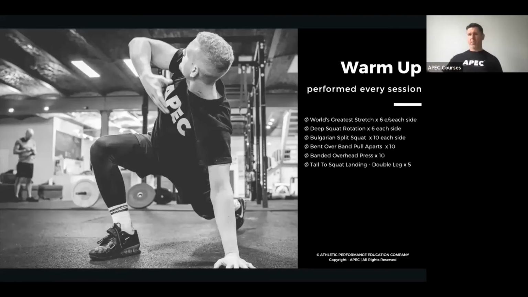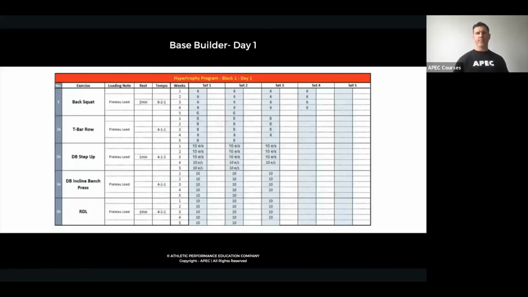Then that will be followed by some potentiation work where they're working submaximally at whatever lift they are doing until they feel neurologically ready to get into their working sets. So that's what our warm-up would look like generally.